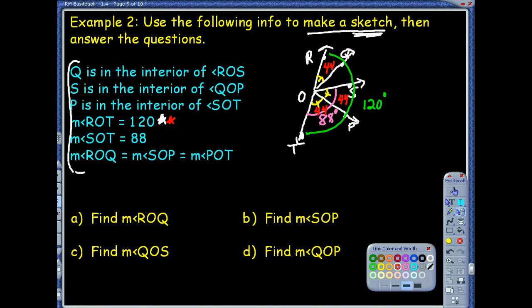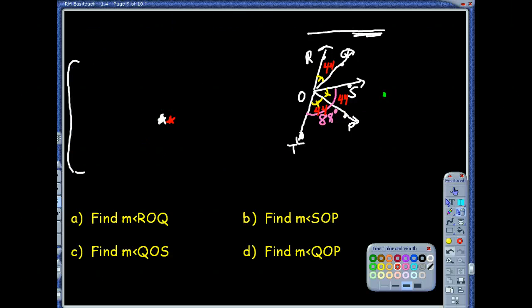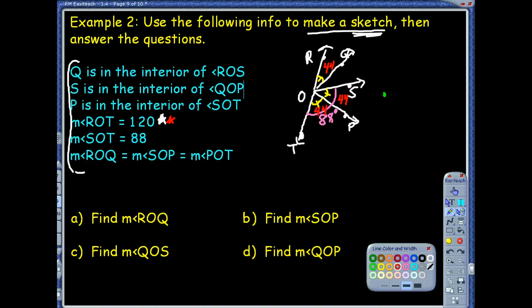So let me just take this and I'm going to delete. Whoops, don't want to delete that. Yeah, it's not letting me. We'll leave the little circle. Okay, you guys know what I'm talking about. So this is the angle ROT that they're talking about. Again, not drawn to scale.